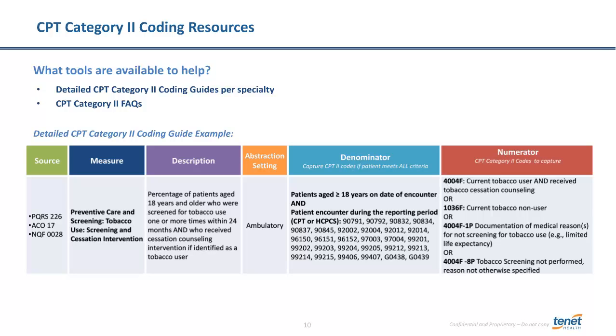These reference guides are available through your local ACO representatives. We recommend that you print these out and post them near your office coder as an easy reference guide to ensure that you record the right codes on your claims. We also have a short FAQ guide that covers CPT Category II coding basics.